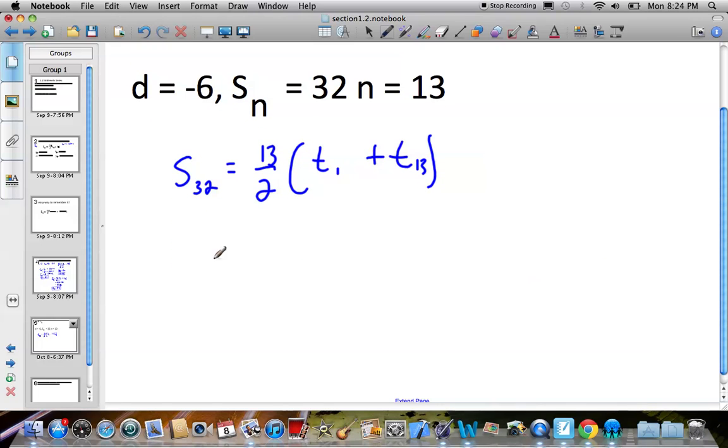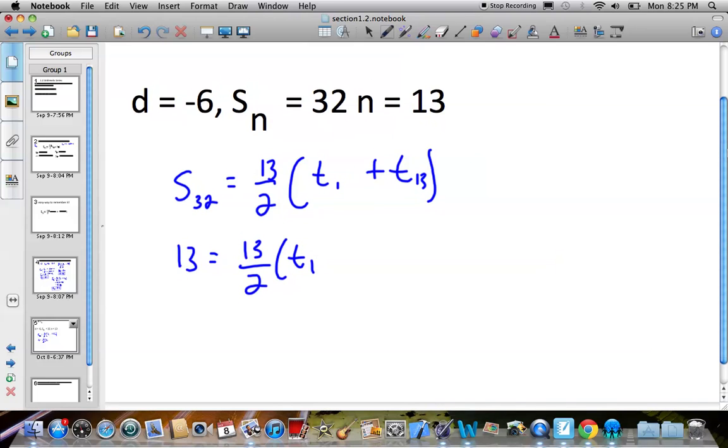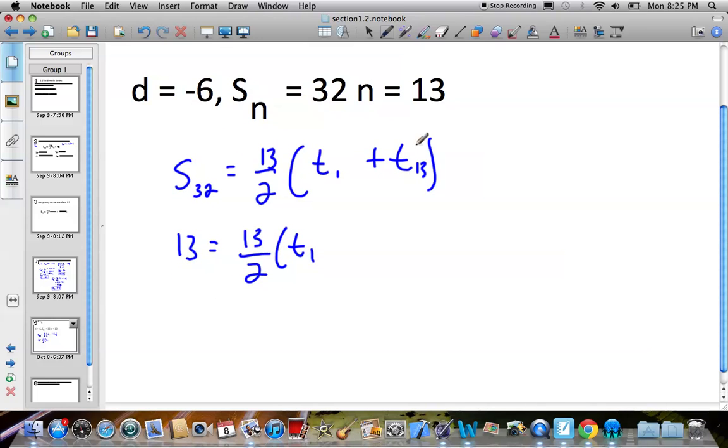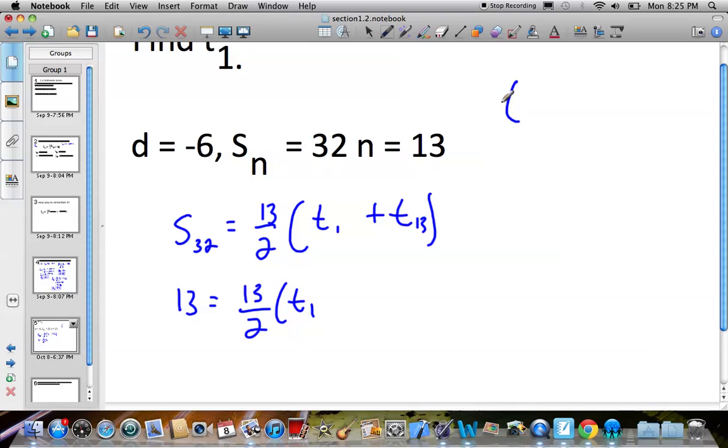So I know what this is, this is 13. Now the question is, what is t of 13? Well, I don't know what the first term is, so I have no way of working that out. Let's see if we can replace this t of 13 with something different. I know that t of n is equal to t1 plus d times n minus 1. So t of 13 is t1, plus d is -6, times n minus 1, and n is 13, so 12.